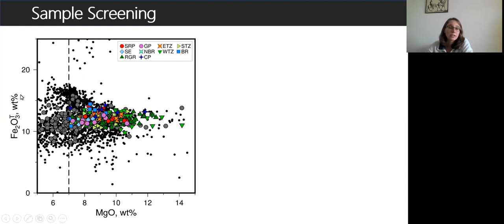So what you're looking at here is iron against magnesium oxide. And the most primitive melts generally tend to start on the right-hand side of this plot here. And then as they fractionate, they evolve towards the left. So I've introduced a cutoff of 7 to 8% magnesium oxide, and only select those samples that have higher MgO than that. So they're the most primitive samples in the database. So the colored symbols on here are the ones I accept. Gray and black are ones I reject.